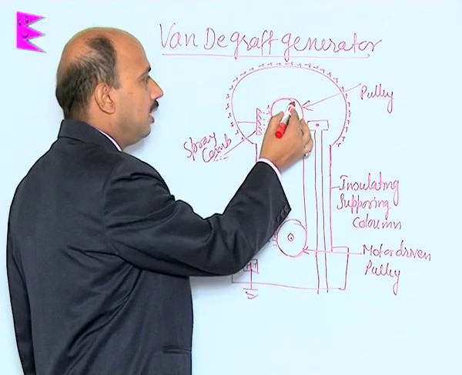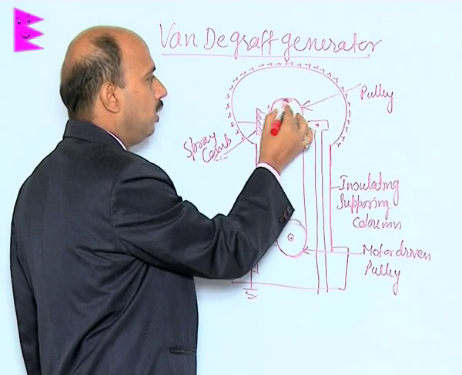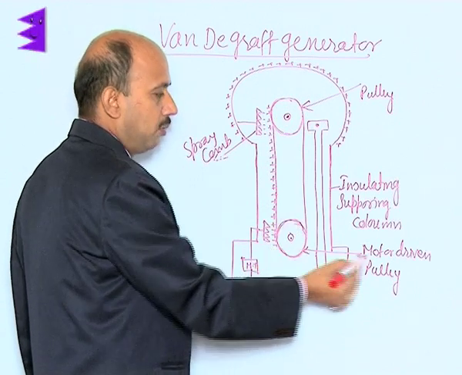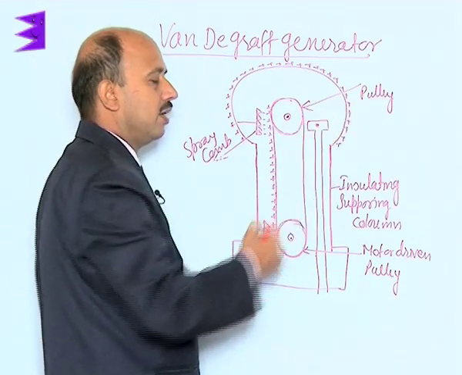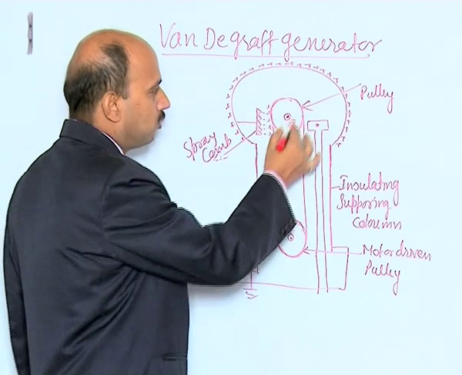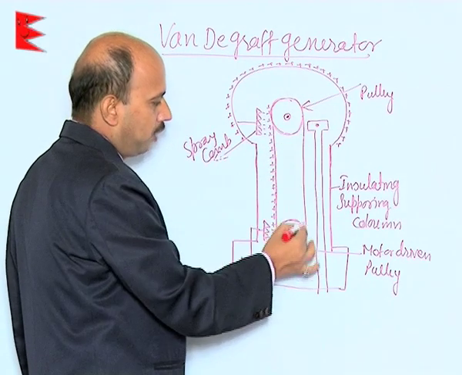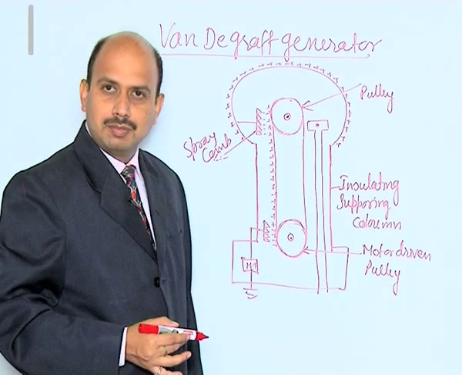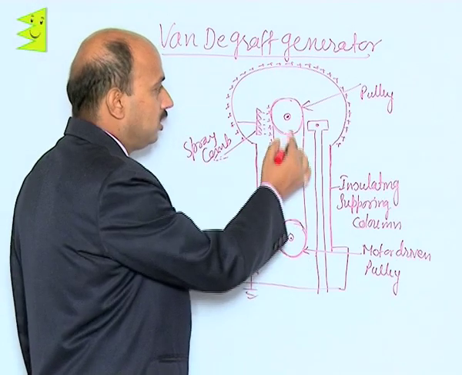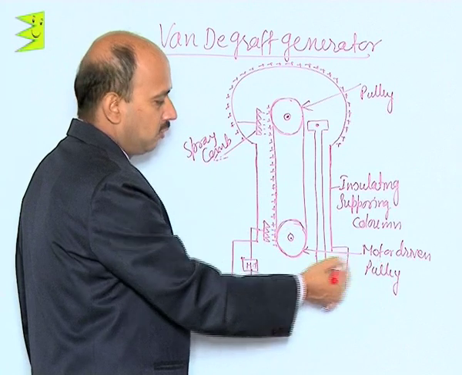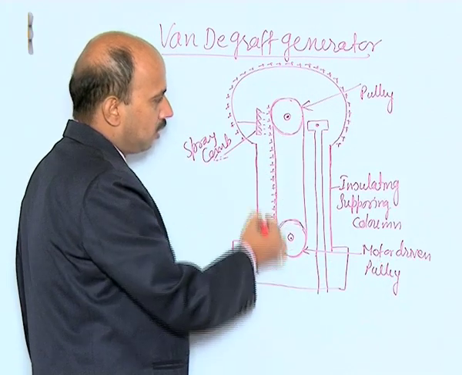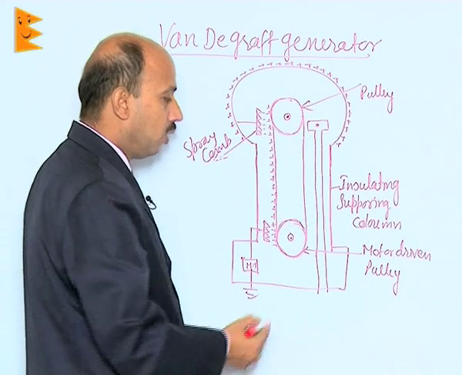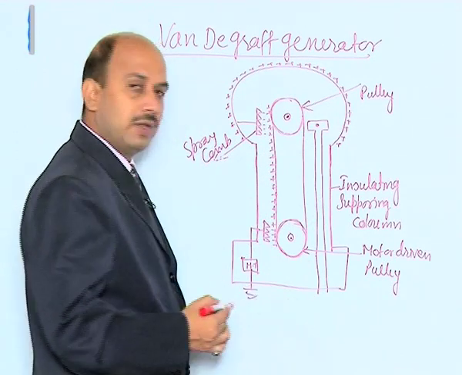Now, there are two pulleys here, one pulley over here, another pulley over here. This is a motor driven pulley and this is another pulley. These two pulleys are connected with the help of a conveyor belt, made of insulating material. So, this pulley keeps on moving due to the motor, and the conveyor belt also keeps on moving. Now, this is placed on a stand over here.